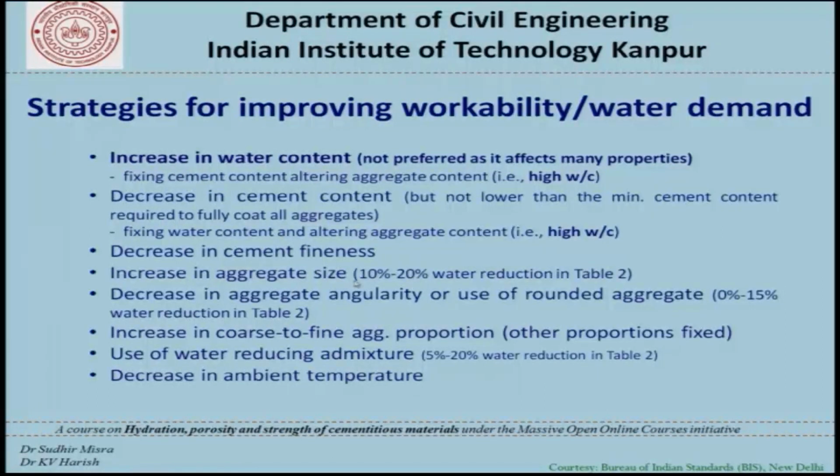The fourth one, where we can increase the aggregate size, will result in 10% to 20% water reduction, and this is mentioned in table 2. In the fifth one, because of the use of rounded aggregates, one can get a water reduction of 0 to 15%, and this is also mentioned in table 2. Likewise, you have all other strategies, and when you use a water reducing admixture, you can get up to 5% to 20% water reduction, which is also mentioned in table 2.